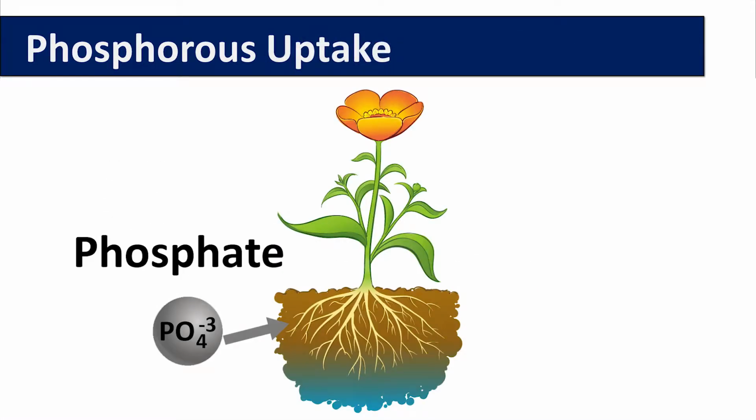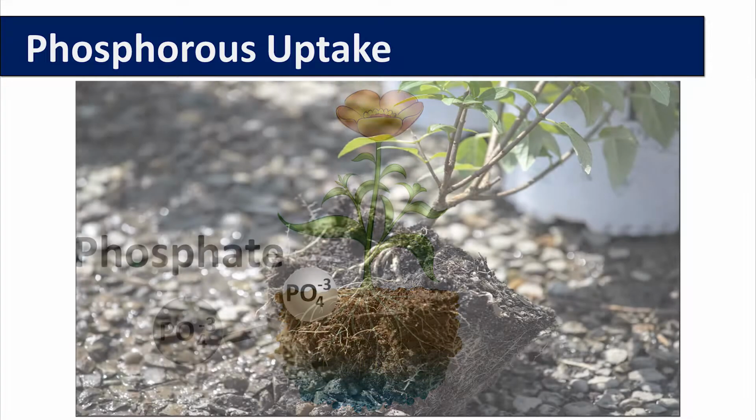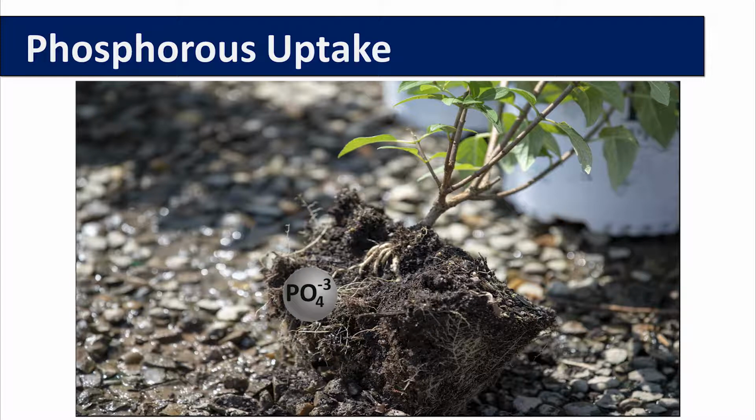Phosphorus is taken up in the plant actively, which means it requires energy. The form in which phosphorus is taken up is by phosphate ions. This is because phosphate is negatively charged and has to be taken up against the negatively charged electrochemical gradient in the root system.